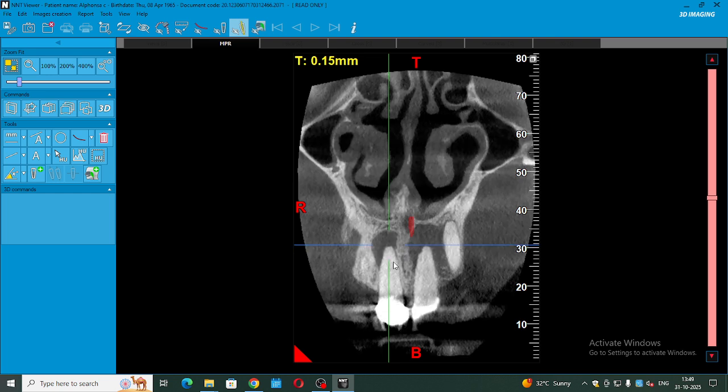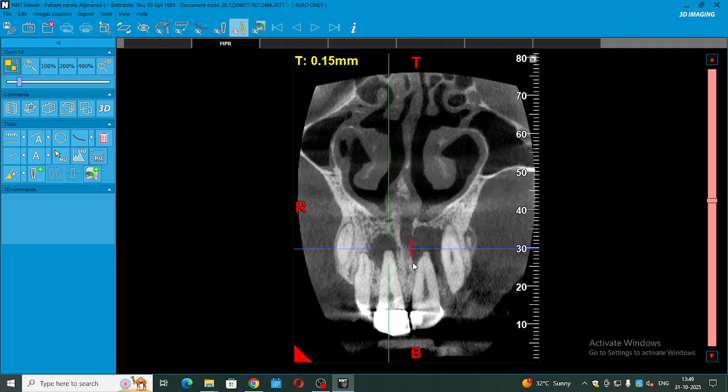You can see the root apex being open, and you can appreciate a well-defined periapical radiolucency in 1-1 as well as 2-1. The radiolucency in 2-1 is slightly larger than 1-1. If we would measure the dimension, the lesion in 2-1 measures approximately 7 mm. The lesion in 1-1 measures around 7 mm.